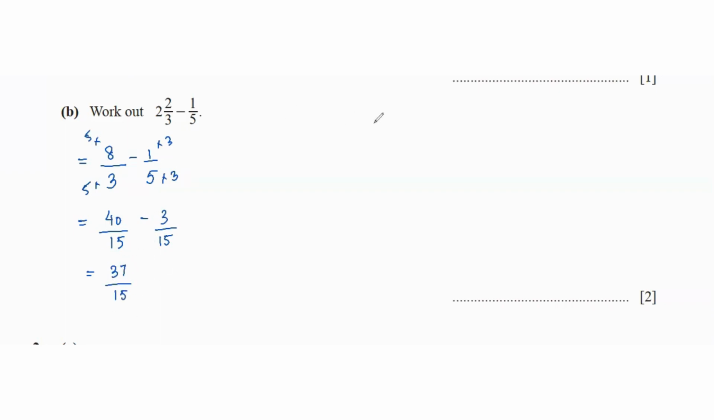Since it's an improper fraction, we convert this into a mixed number by dividing 37 by 15. We know 15 twos are 30. 37 minus 30 is 7. So our answer is going to be 2 whole number, 7 over 15. If you notice, the denominator is the same. The only thing that changes is the numerator.